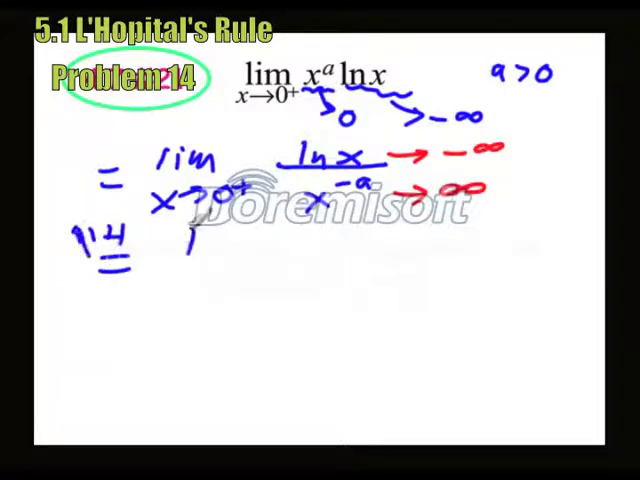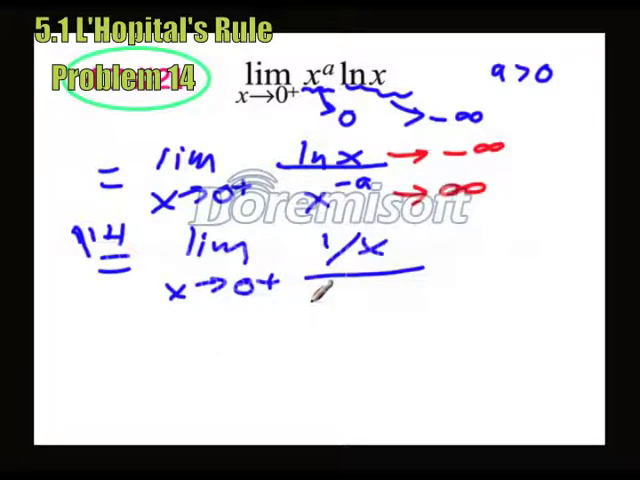And in doing that, rewrite the limit. Derivative of the numerator is 1 over x. Derivative of the denominator, bring down the negative a, x to the negative a minus 1. Okay?